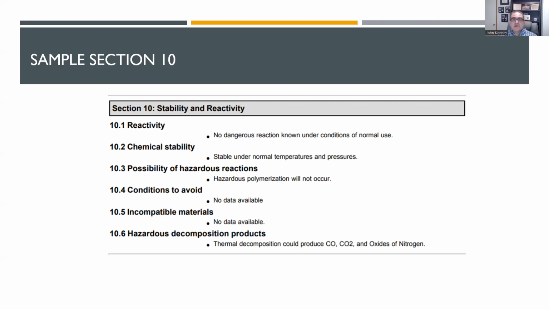Possibility of hazardous reactions: hazardous polymerization will not occur. Conditions to avoid: no data available. No data available for incompatible materials and hazardous decomposition products. Thermal decomposition could produce CO2, oxides, or nitrogen. So it's telling you if this product decomposes, these are the possible chemical effects that will come out of it. Again, everything is going to be listed and will be different for each product.